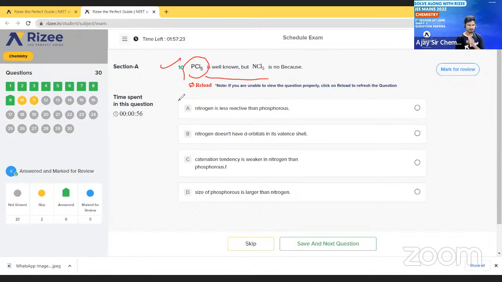PCl5 is well known, but NCl5 is not well known. Why? What is the reason? Option A: nitrogen is less reactive than phosphorus. Or B: nitrogen does not have d orbital in the valence shell. Or option C: catenation tendency is weaker in nitrogen than phosphorus. Or D: size of phosphorus is larger than nitrogen. Which one is the correct option?